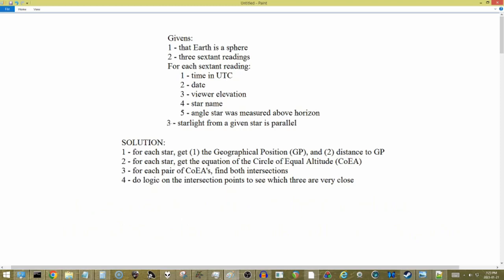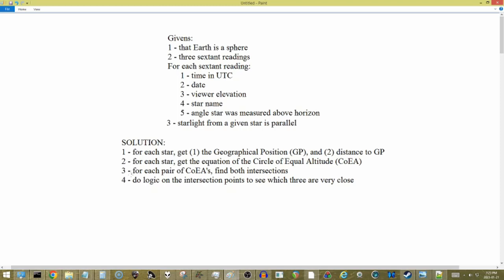And then we also take as a third given that starlight from any star is parallel by the time it reaches Earth. Then the solution is just 4 steps. Basically, the first step is finding the GP and the distance to the GP, although this solution doesn't explicitly require the distance to the GP. The second step is to get the equation for the circle of equal altitude.